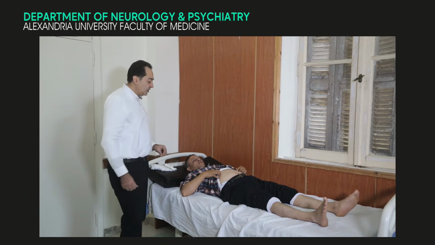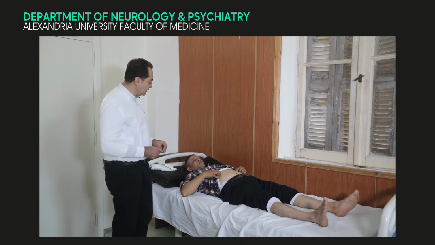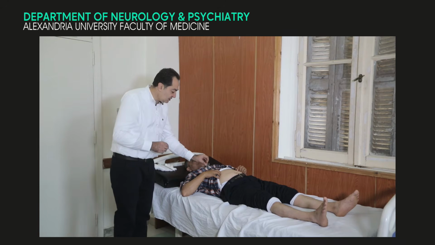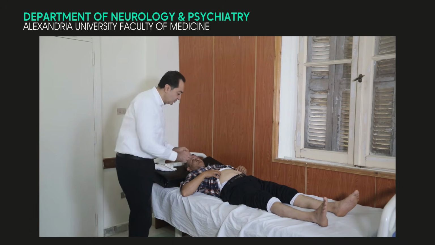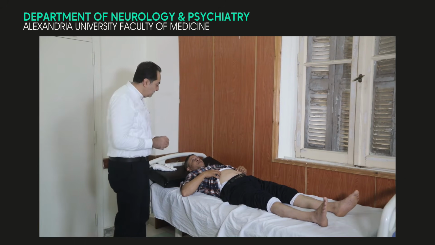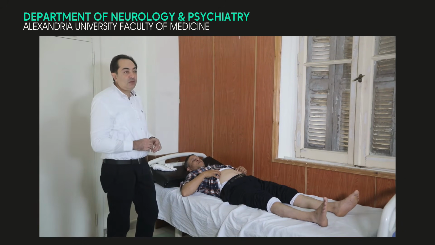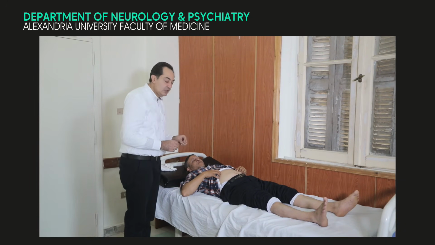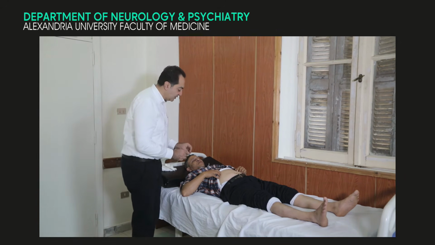This is tactile localization. 2-point discrimination. I'll describe for him: this is one prick, and these are two. Okay? Close your eyes. I'll do now 2-point discrimination. I'll ask him if he feels 1 or 2 pain pricks.